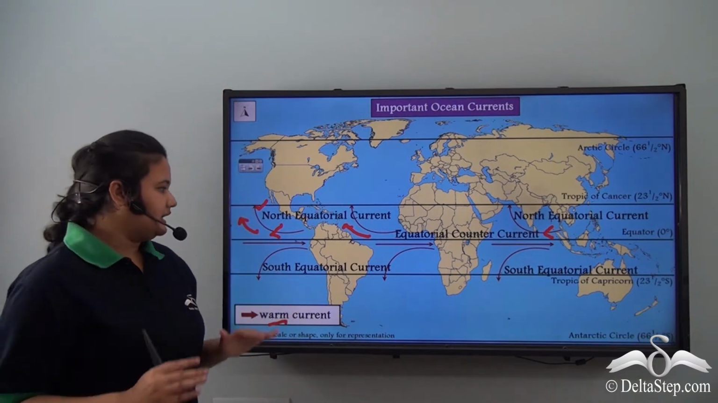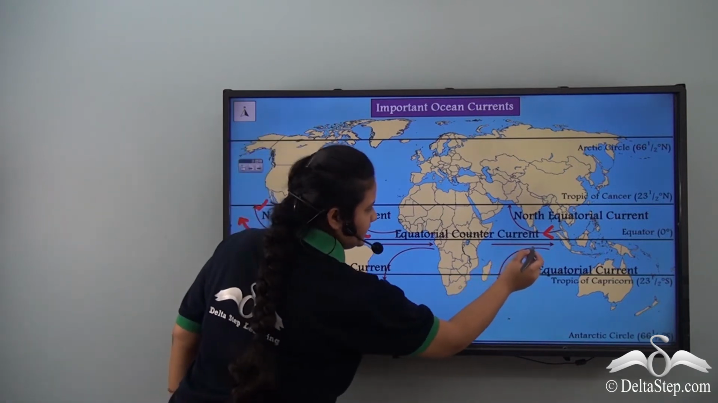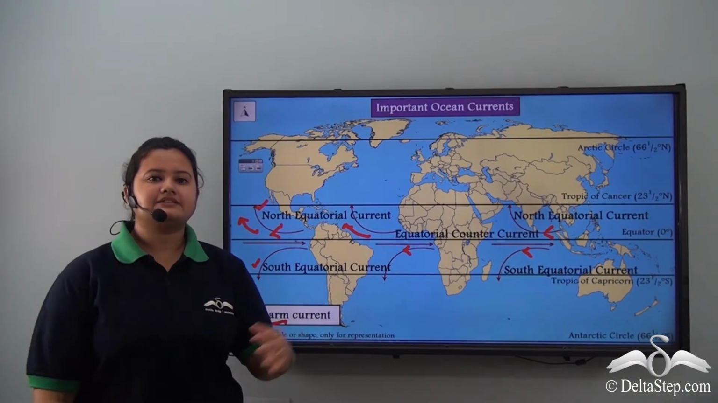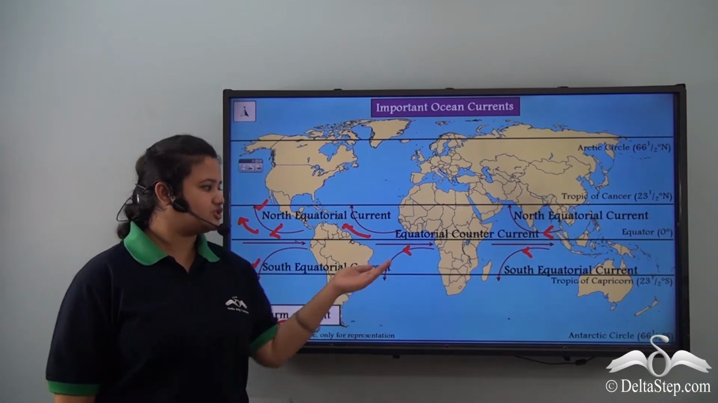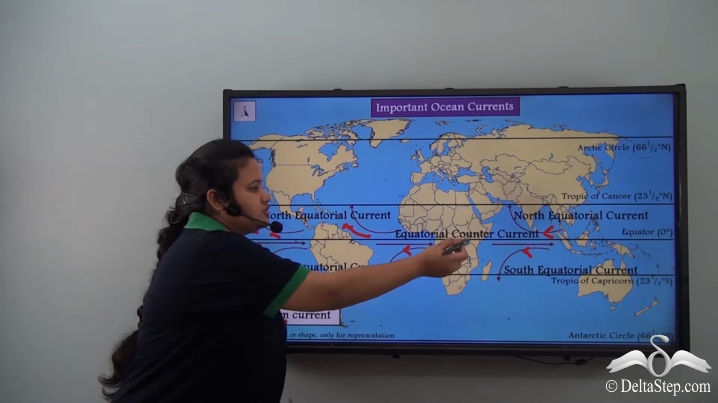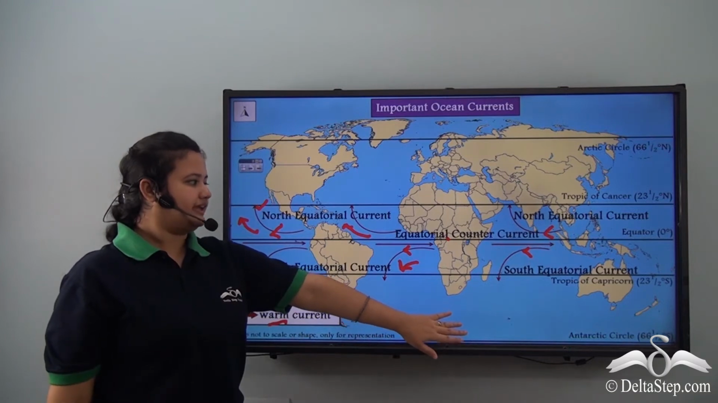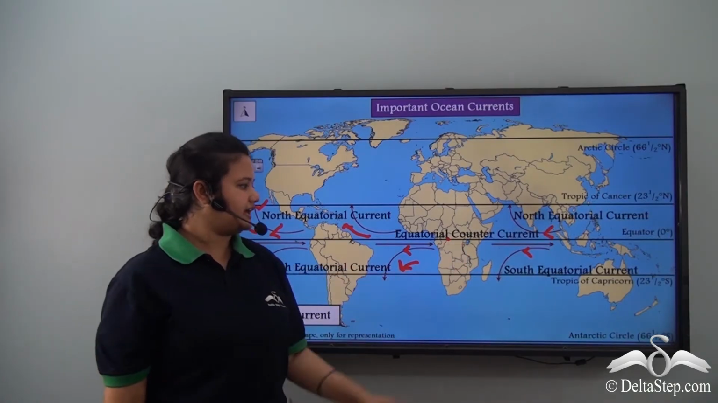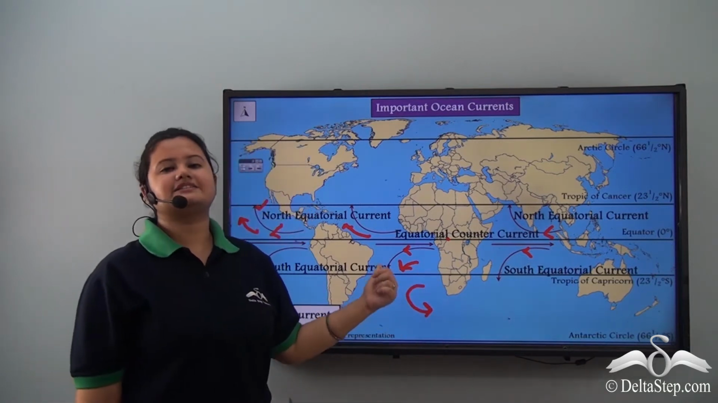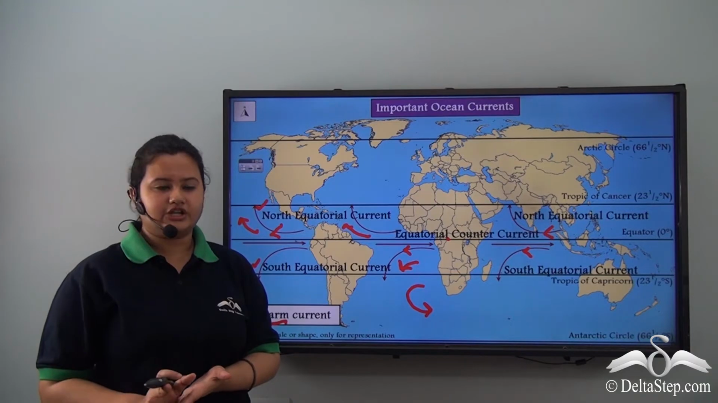Again, similarly, the south equatorial current also flows from east to west. Now you see that while the south equatorial current flows from east to west, they deflect to the left. Why I am saying left is that, if you stand on the equator and face the south pole, you will find that the south equatorial current deflects to the left like this. And again, this deflection happens due to the Coriolis effect caused by Earth's rotation.